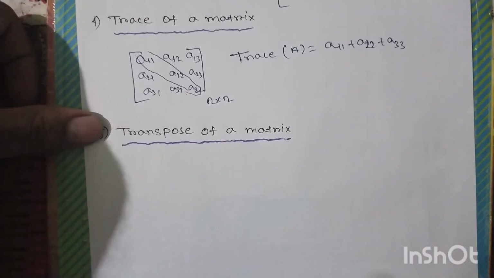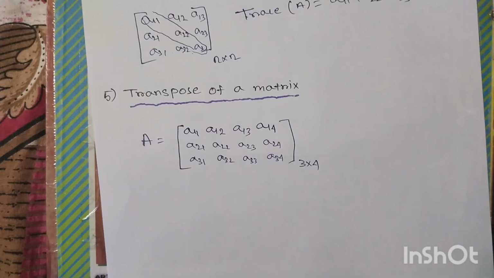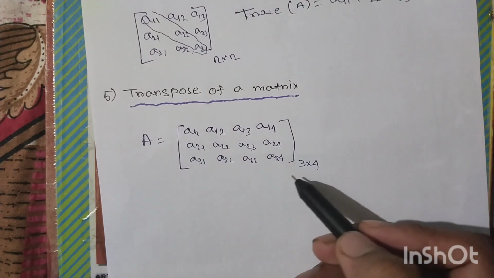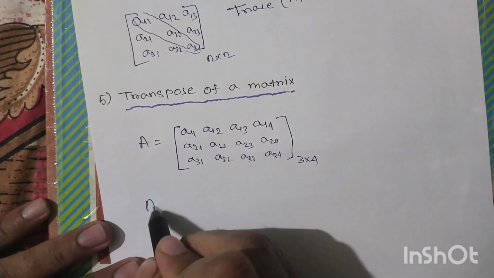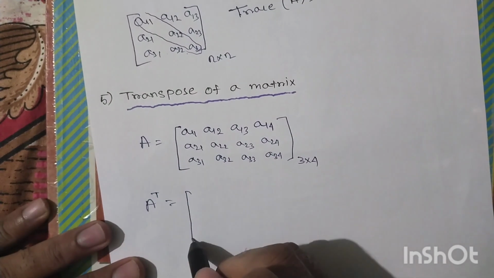That's all. Now let's define the transpose of a matrix. What is the transpose of a matrix? It need not be a square matrix. Observe that it has 3 rows and 4 columns, that means a 3 cross 4 matrix. What will be the transpose? I write the transpose of this matrix.